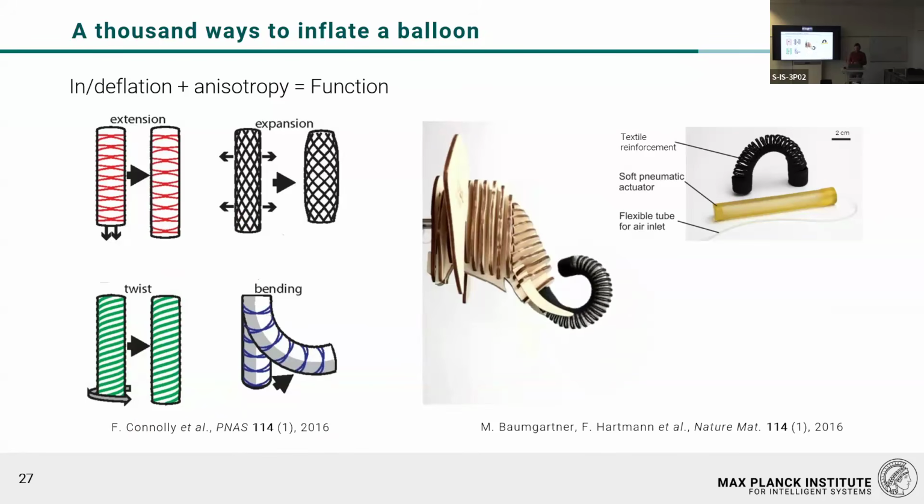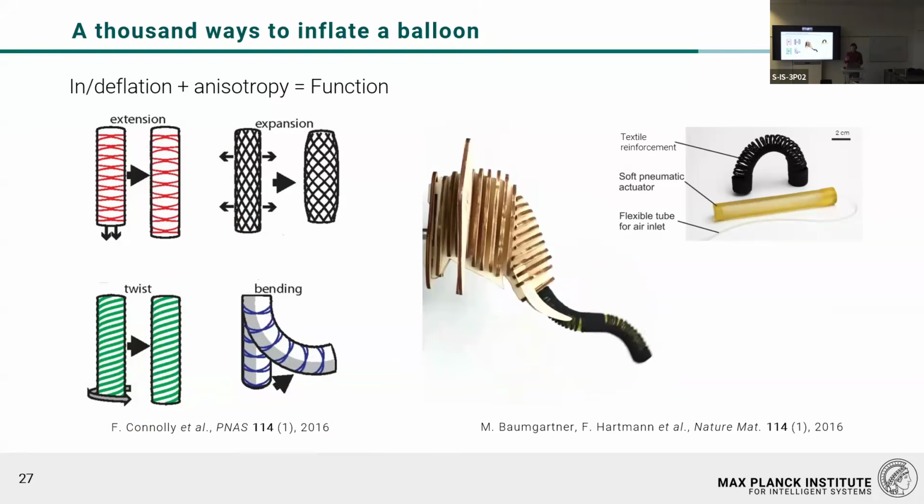Here's an example of a simple tube that has a fiber reinforcement that does a U shape. And then we can just change the reinforcement to build this S shape. You can think of reprogramming the robot with the reinforcement that's just around it.